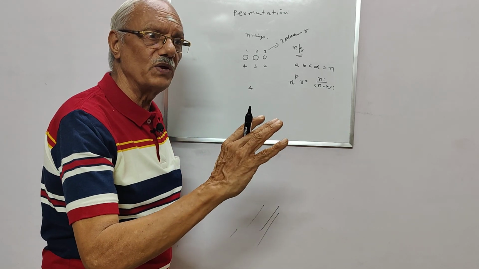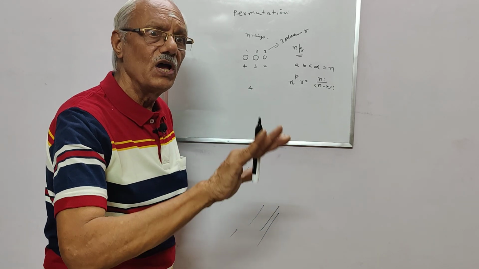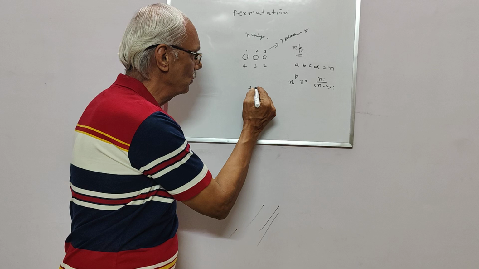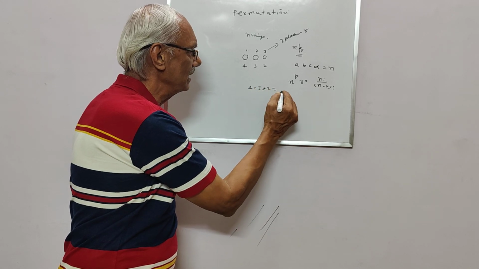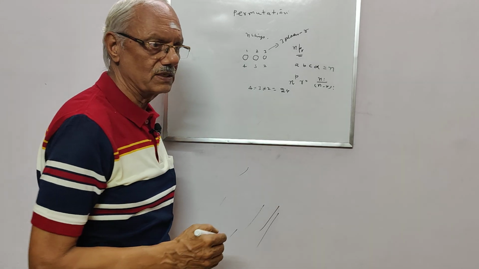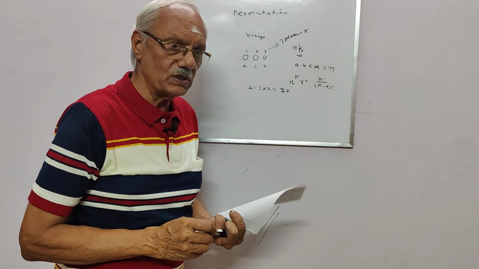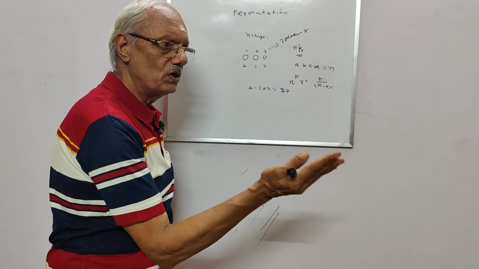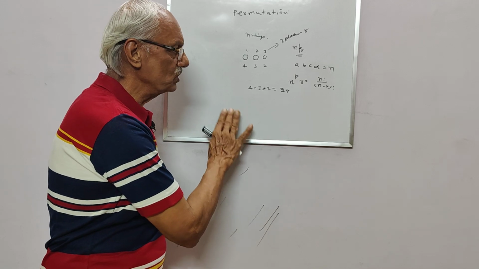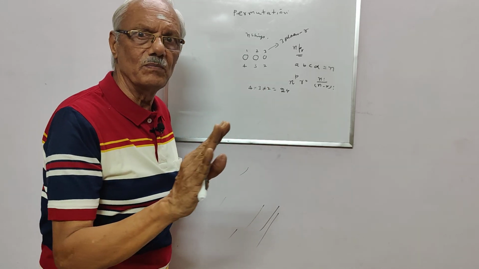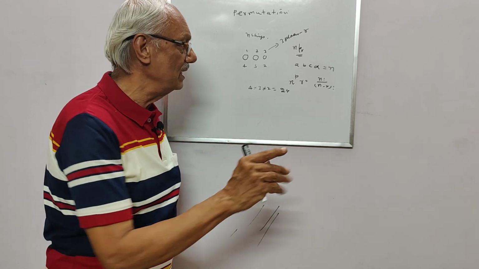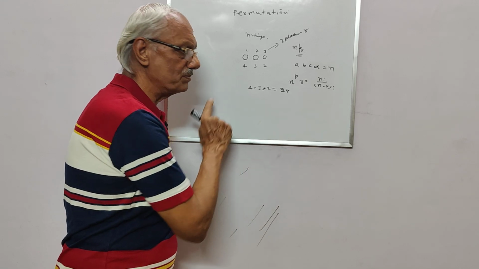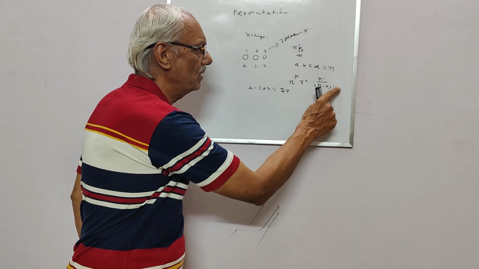And the third one you can fill in 2 different ways. So the total number of ways of filling the 3 places with 4 elements is 4 into 3 into 2. That is equal to what? 4 into 3 into 2, that is equal to 24 ways. That means here you have got 3 places, which you are going to fill up with 4 elements, and the maximum arrangement possible is 24 ways.